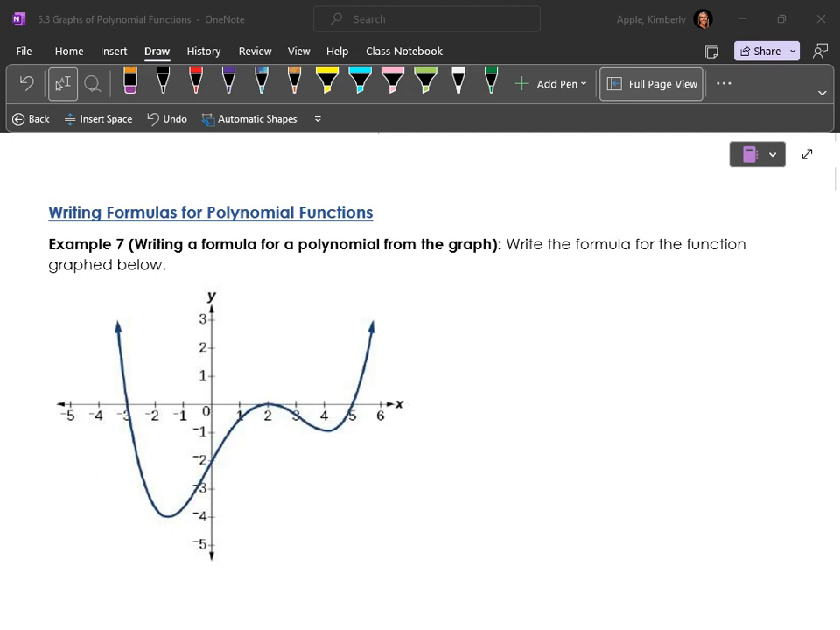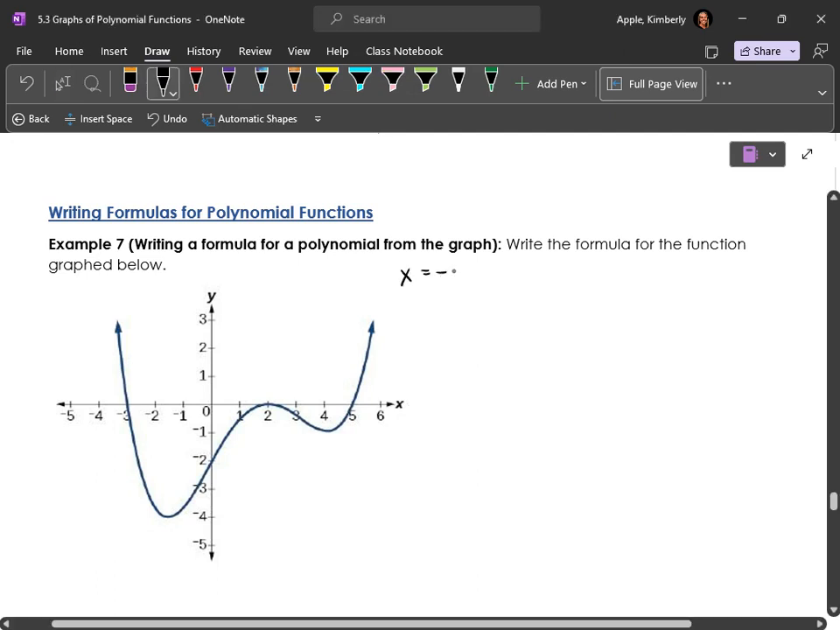So I have roots at x equals negative 3. That'd be a multiplicity 1. I have a root at x equals 2. That's going to be a multiplicity of 2. I have a root at x equals 5, and that's a multiplicity of 1 because it crosses over. And I have a y-intercept at 0, negative 2.